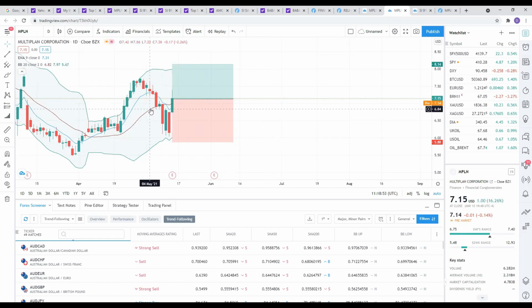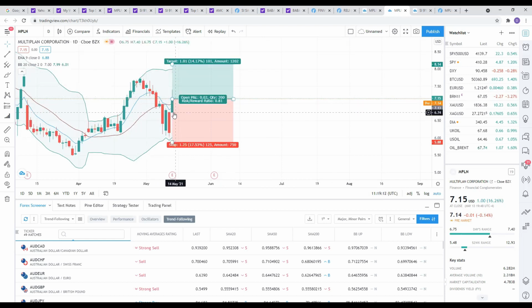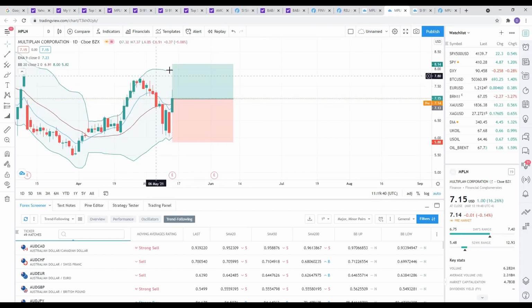Now, if you look here, here's resistance, here's support. How do I know here's resistance? Here's a higher high. How do we know here's a support? Here's a lower low. So this is a peak, this is a trough. Ideally, I would prefer to buy the stock somewhere around here, but we already missed this entry point. I'll place an order here and wait for the stock price to go up.